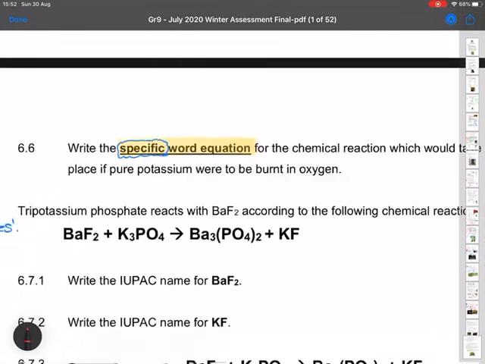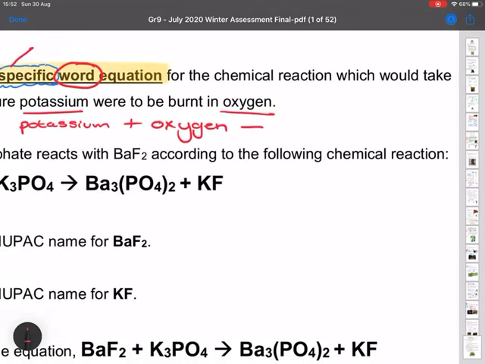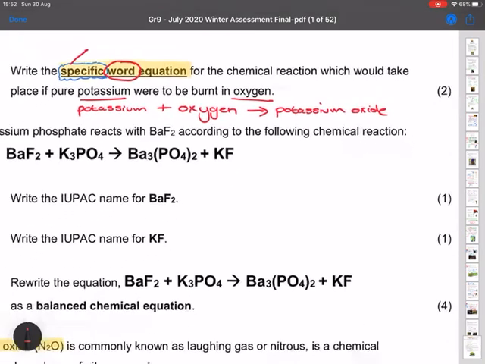Write a specific word equation for the chemical reaction which would take place if pure potassium were to be burned in oxygen. Specific means not a general, so you don't go metal plus oxygen. Actually need the specific equation, and I said a word equation, so don't give me chemical symbols in a word equation. So you've got potassium, so you write potassium plus oxygen. Now the general equation that's in your notes is a metal plus oxygen reacts to form a metal oxide. In this case, the metal that we've got is potassium, burning in oxygen. To form the metal oxide that we're going to get now is going to be potassium oxide. Okay.